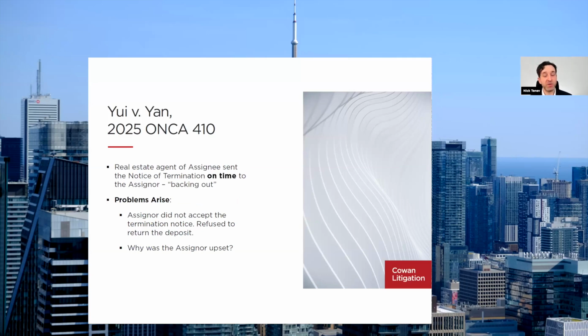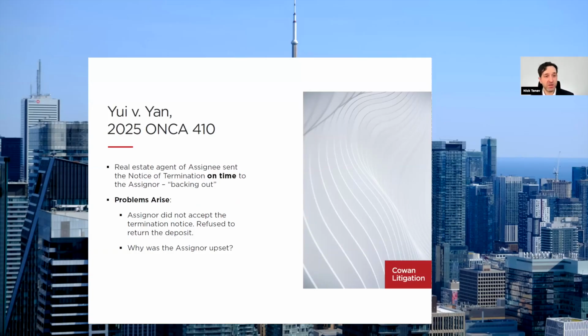And so what happened is within that 17-day period, the condition period, the real estate agent of the assignee sent a notice of termination on time. It's within that 17-day period to the assignor saying they're backing out, that the assignee is backing out. And the assignor had a problem with this termination notice. They did not accept it as a termination notice and refused to return the deposit.